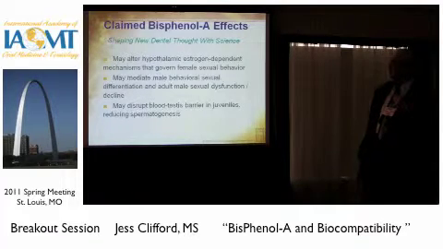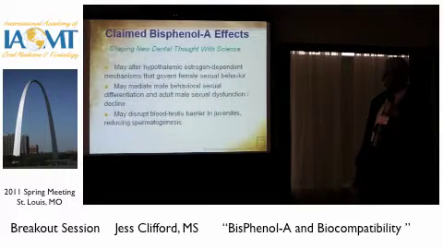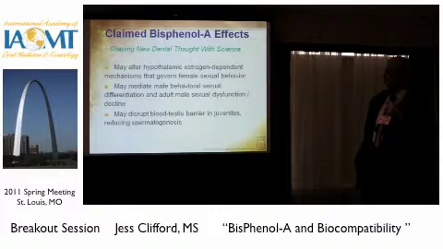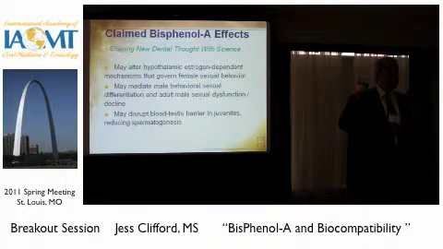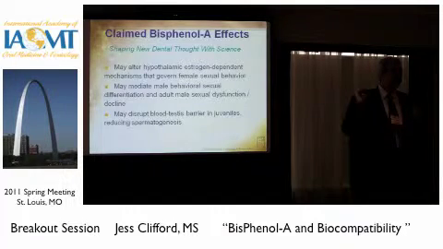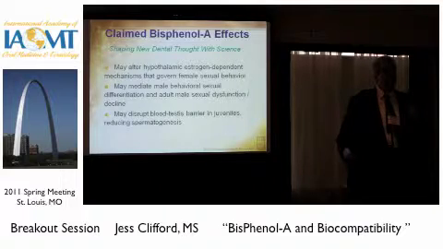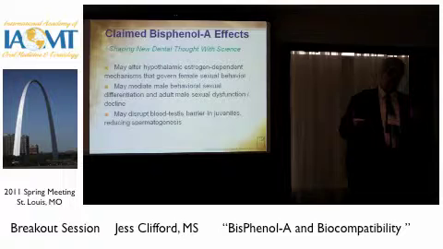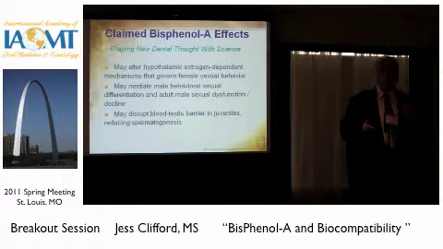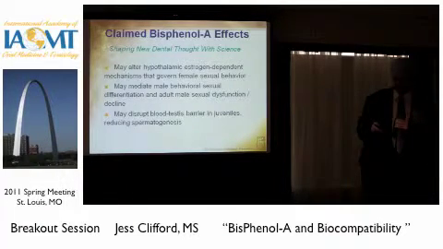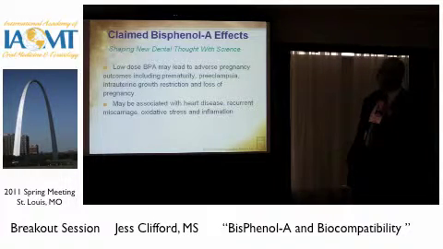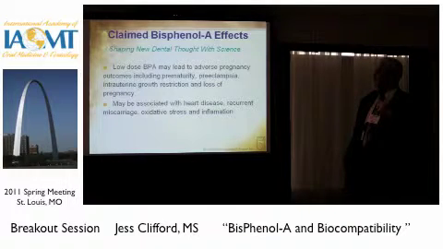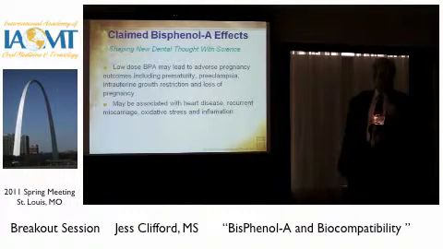It may alter hypothalamic estrogen-dependent mechanisms that govern female sexual behavior. It may mediate male behavior, sexual differentiation, and adult male sexual dysfunction and decline. It may disrupt the blood-testis barrier in juveniles, reducing spermatogenesis. Where are the privileged tissues that the blood doesn't get to? Remember back in physiology? The cornea of the eye and testicular tissue. Some things can move across the barrier, but not blood. BPA seems to cause a breakdown in allowing that to happen. Low-dose BPA may lead to adverse pregnancy outcomes, including prematurity, preeclampsia, intrauterine growth restriction, and loss of pregnancy. And it may be associated with heart disease, recurrent miscarriage, oxidative stress, and inflammation.